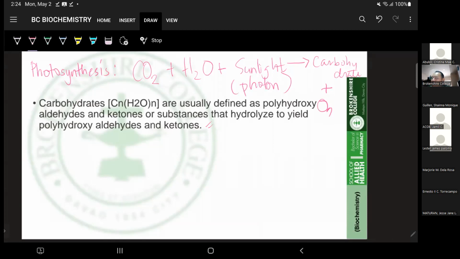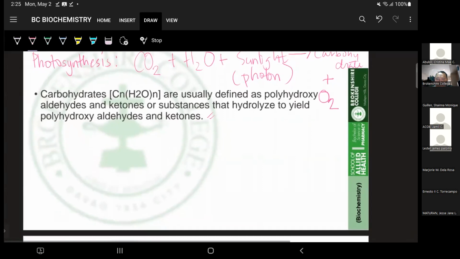Your oxygen. Kaya very important yung role ng ating plants in the environment as it replaces the carbon dioxide with oxygen. So yung mga carbon dioxide which could be toxic in higher levels will be absorbed by the plants, utilized for the photosynthesis process, and then in return, the plant will expel oxygen. And that is part of the function of our plants. So going back here, this is the formula for your carbohydrates.